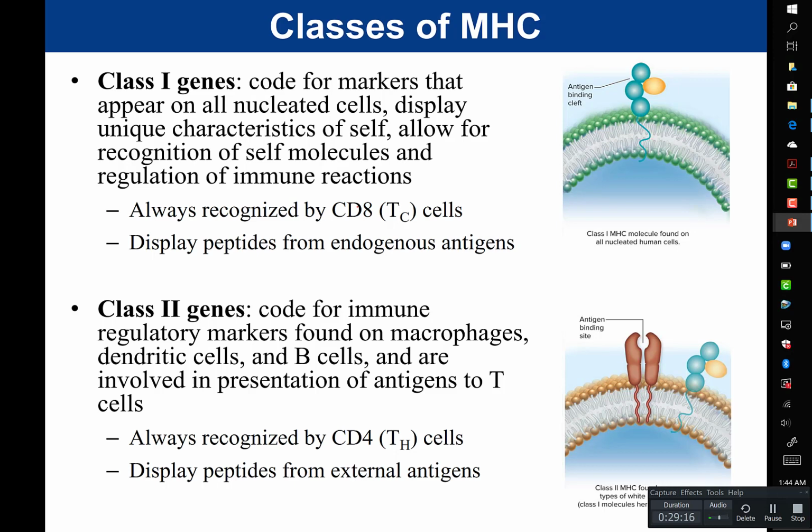For me, when I'm trying to remember which CD molecule goes with which MHC, multiply the two together and it always equals 8. So MHC1 goes with CD8 because 1 times 8 is 8. MHC2 goes with CD4 because 2 times 4 is 8. So that for me is how I can keep track of which MHC goes with which CD molecule.